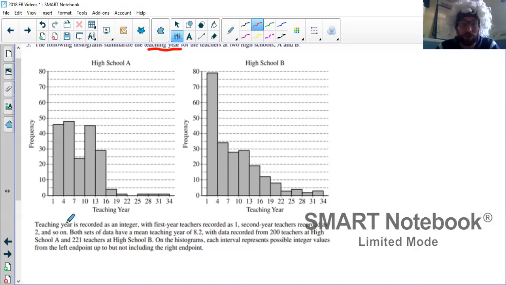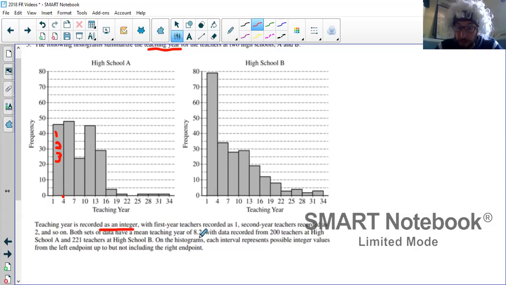So important to note, teaching years are recorded as an integer, right? So when we look at this bin, this bin is only years 1, 2, and 3. And we know if someone taught for 4 years, that would go in the bin to the right. We're not going to look at someone who taught 1.5 years.